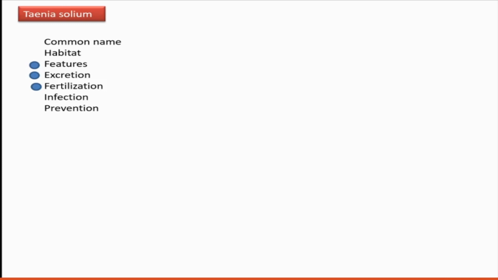How can we prevent it? By sanitary disposal of human fecal matter and proper cooking of pork, and also by the use of appropriate anthelmintics. Anthelmintics means certain drugs that can eliminate the worms from our body. Okay, with this we finish this chapter. Thank you.